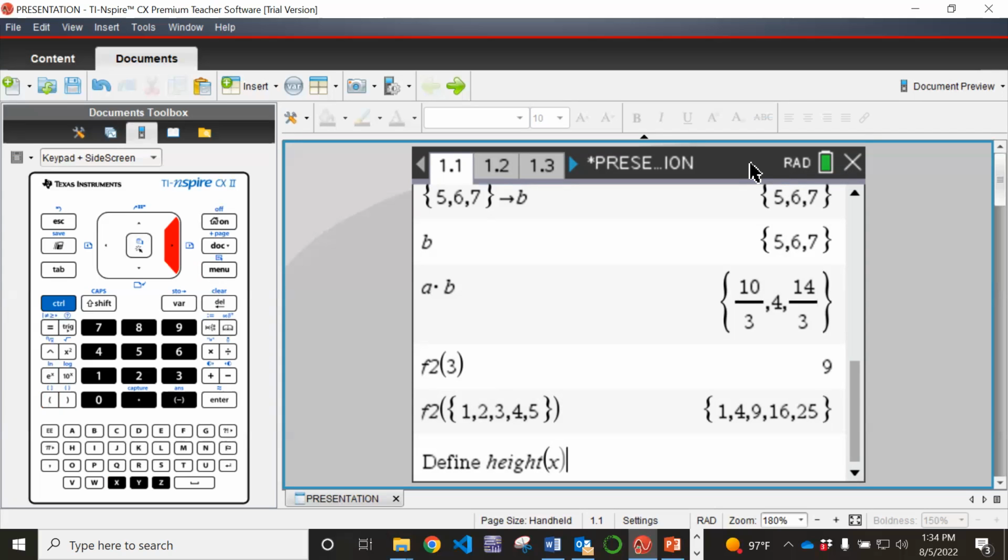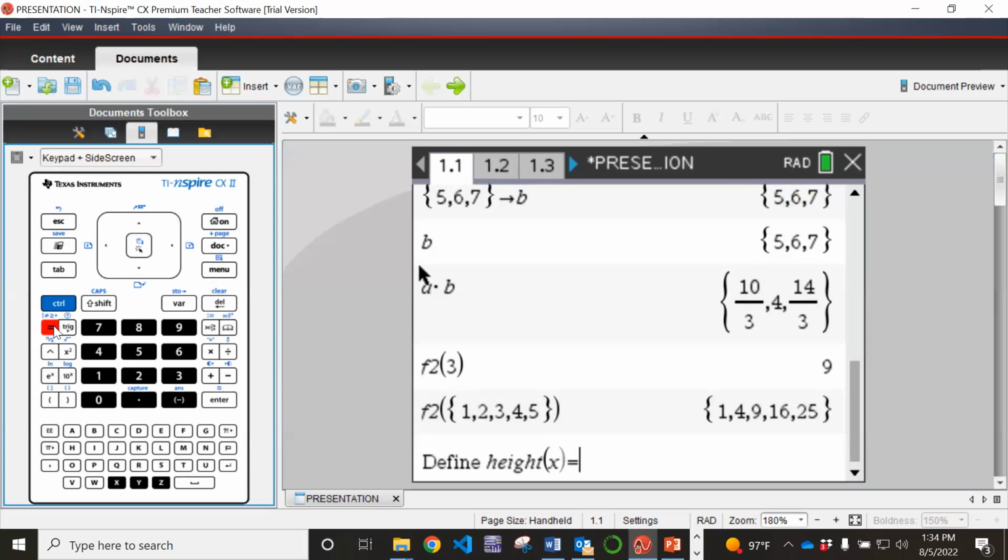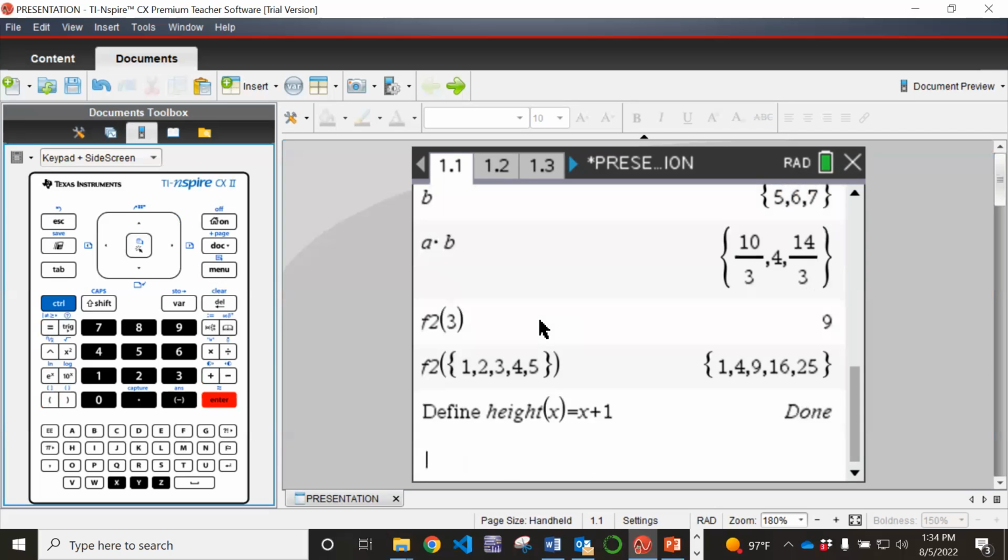and then I need an equal sign, not the enter. So I'm not doing enter, I'm not doing approximately, I'm doing the equal sign, which is right here below the control button. So I'm going to say equals. We'll just do simply x plus 1. Okay. And then whenever I hit enter, it just says done.